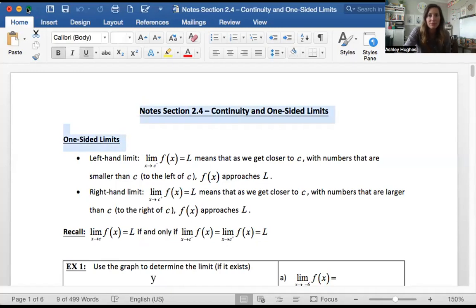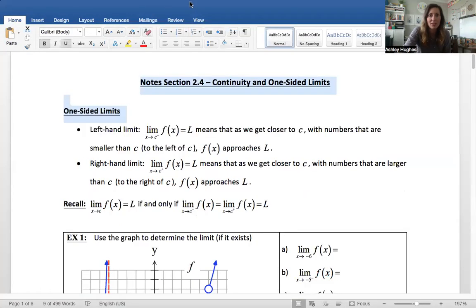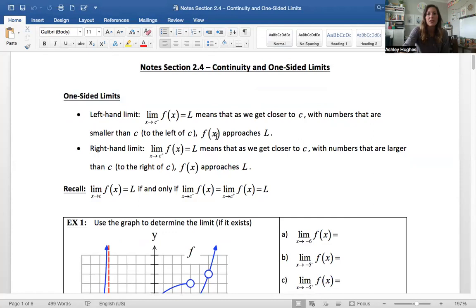Okay. So we're going to be talking about one-sided limits and continuity today. So this says one-sided limits is like it sounds. You're going to talk about the limit from the left or from the right, which I think is a mirror image for you guys. So the left and the right.